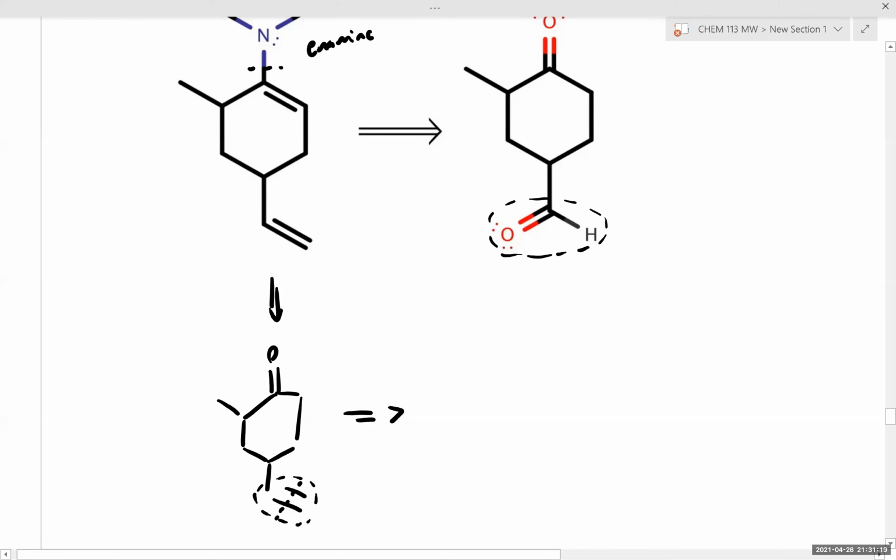What reaction do I use? Keeping in mind, notice how we've added a carbon, right? How do we add carbons while preparing an alkene from an aldehyde? What reagents do we use generally?